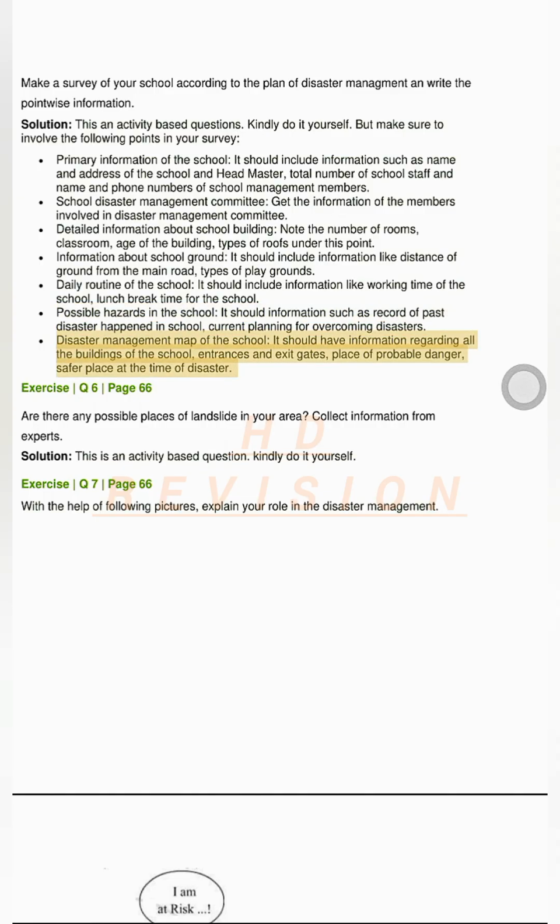Disaster management map of the school. It should have information regarding all the buildings of the school, entrances and exit gates, places of probable danger, and safer places at the time of disaster.